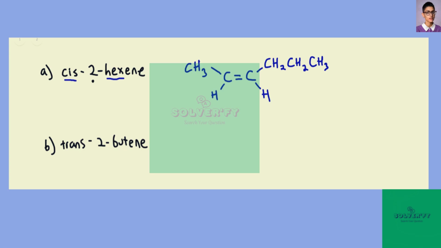For part B, this is trans-2-butene. Butene means it's going to be an alkene that has a root chain of 4 carbons. The double bond, just like in part A, is going to be off of the second carbon, and the functional groups are going to be on opposite sides of the isomer.